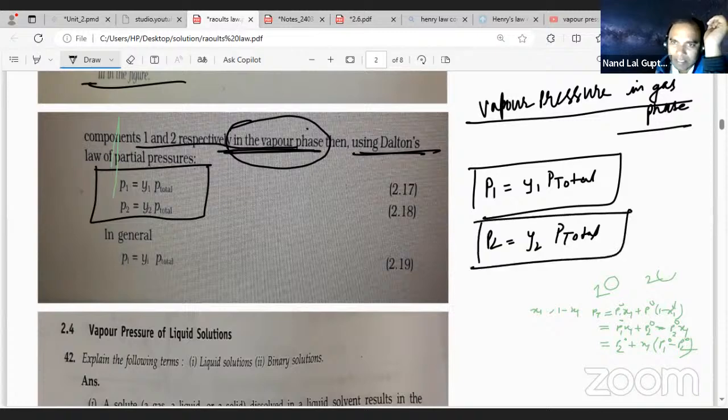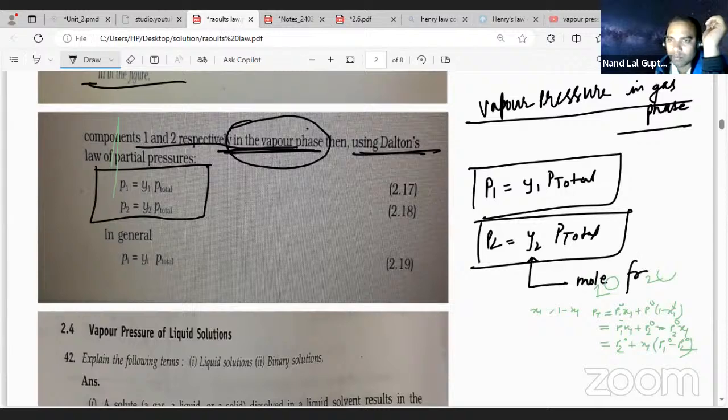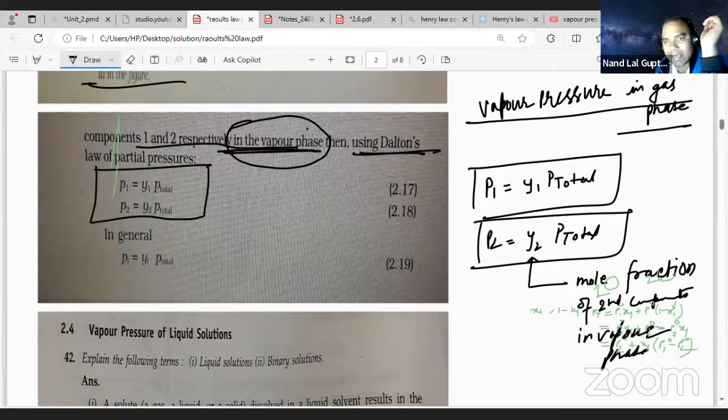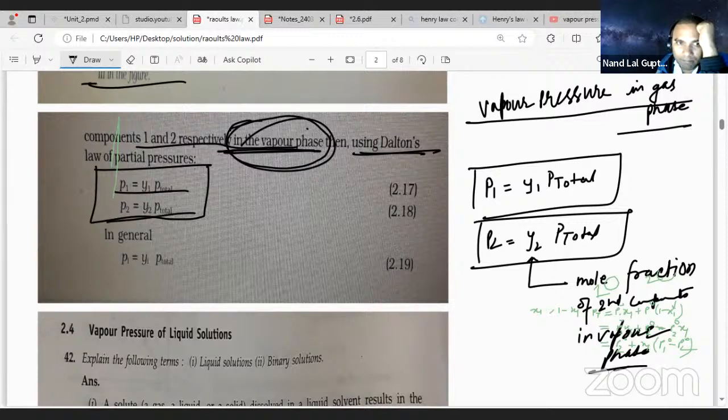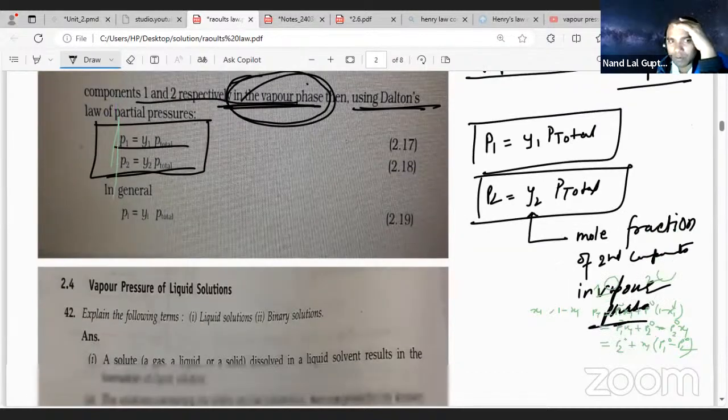What is the y here? This y is the mole fraction in the vapor phase, the mole fraction of the second component in the vapor phase. So if both components are in the vapor phase, then we use this formula. Getting it? Okay. Now let us try some problems.